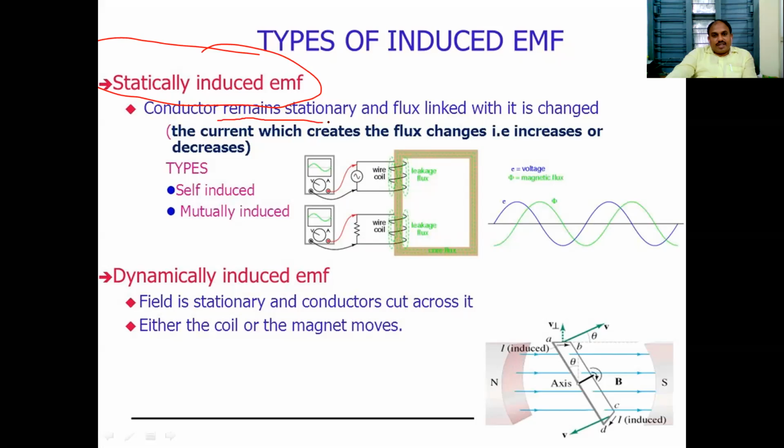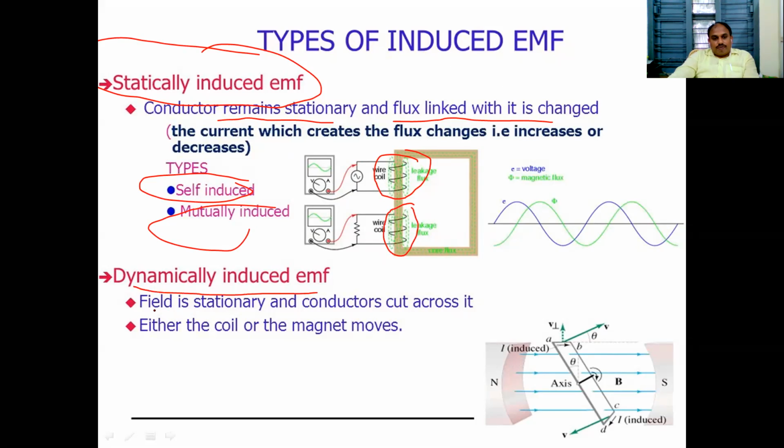Statically induced EMF: the conductor remains stationary and the flux linked with it changes. Alternating flux exists only with alternating voltages or alternating currents. So statically induced EMF exists in transformers, because in transformers all parts are stationary. Here we have self-induced EMF and mutually induced EMF.